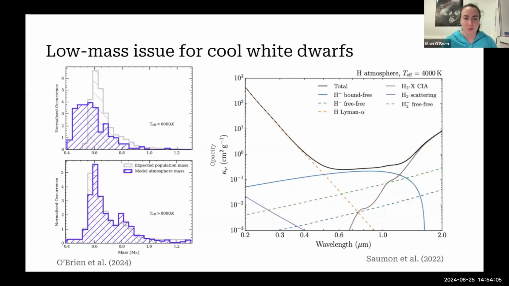We expect white dwarfs to stay at a constant mass as they cool, but now that we've been able to look at these cooler white dwarfs, we can actually see that the masses are underpredicted, which is what's shown in the histogram on the left. And we think this is due to an issue with modeling. The opacities of the white dwarfs are slightly incorrect, but we wouldn't have been able to identify this issue without a volume limited sample looking at the cooler white dwarfs.